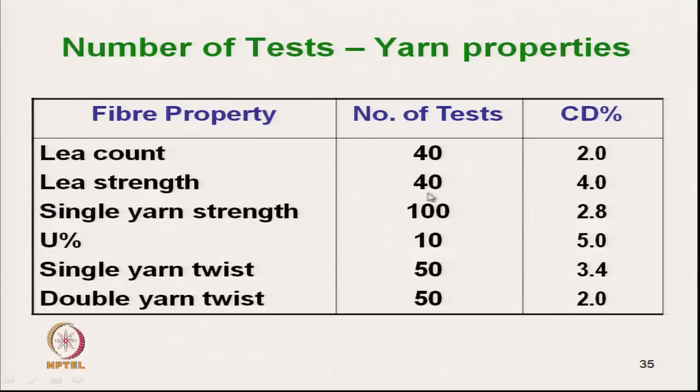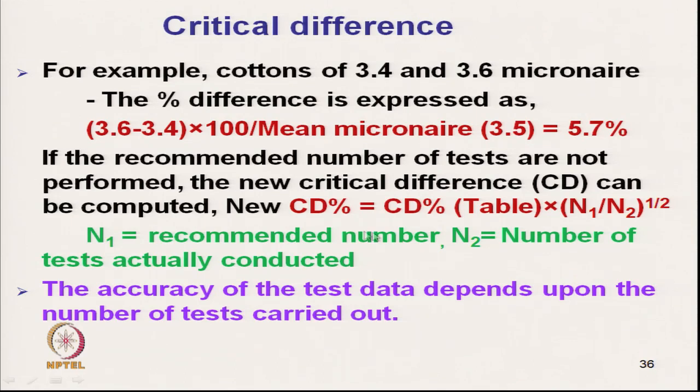For Lea count, 40 tests, this one 2% CV, like U percent, 10 tests, it is a 5. Double yarn twist, 50 tests, it is a 2%. These are the tabulated critical differences, and we have to calculate the difference based on the particular number of samples. Now, try to see the example here.